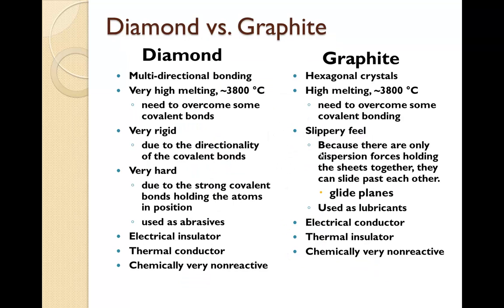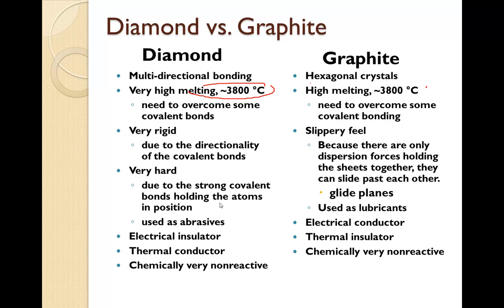So, compare and contrast. Diamonds are multi-directional bonding, while graphites are hexagonal sheets. They both have very high melting points because they both need to break those covalent bonds. However, diamonds, because they're in all three directions, are very rigid and very hard. They're used as abrasive sometimes. Whereas graphite feels slippery because there are only dispersion forces holding the sheets together. They can slip past each other and they glide on the planes, and they're used a lot of times as lubricants.